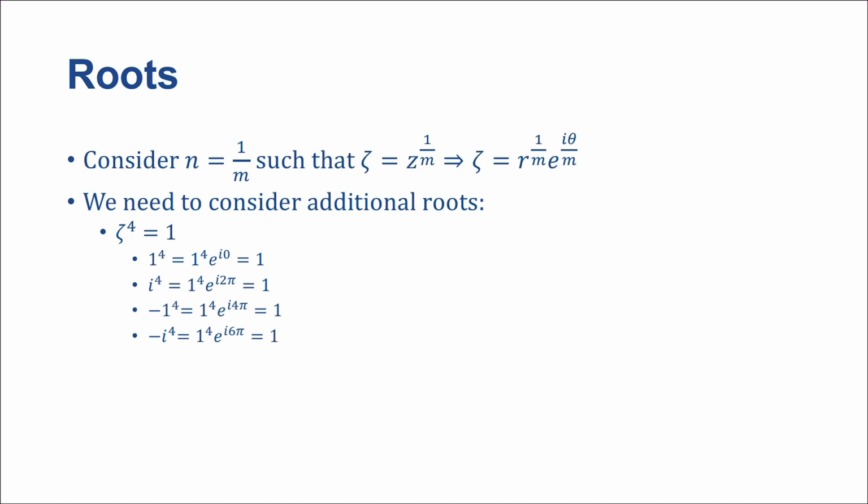For example, if I have the 4th root, so if 1 over m, if m equals 4, so if I have the fourth roots of 1, where I'm solving zeta to the 4th equals 1, well, then there are 4 solutions that will work, right? If I raise 1 to the 4th power, well, that's going to be e to the i times 0 times 1 to the 4th, which is obviously equal to 1. And then I also have i to the 4th. If I raise i to the 4th power, then I'm also going to get 1. It's 1 to the 4th times e to the i 2 pi.